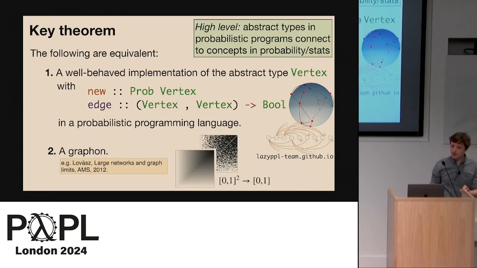So that's the theorem. I guess a high-level view is that abstract types in probabilistic programming connect to concepts in probability and statistics. And hopefully that's a two-way street where we learn things about programming and we learn things about statistics. Thanks.